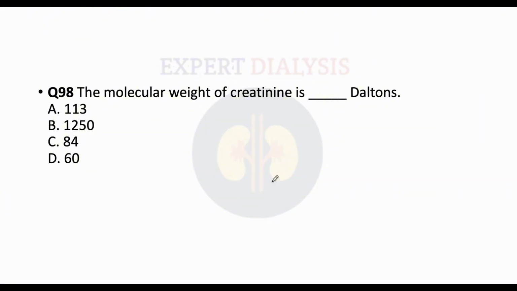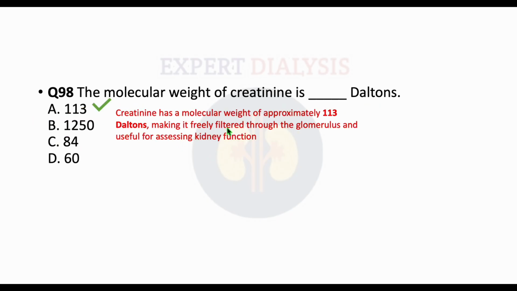Moving ahead to the eighth question, it is a very easy question. It is asking us the molecular weight of creatinine in Daltons. Option A is 113, option B is 1250, C is 84, and D is 60. So we all know creatinine weighs 113 Daltons, making it freely filtered through the glomerulus and useful for assessing kidney function. It is only a factual question, you need to know it and learn the molecular weights of some common compounds.